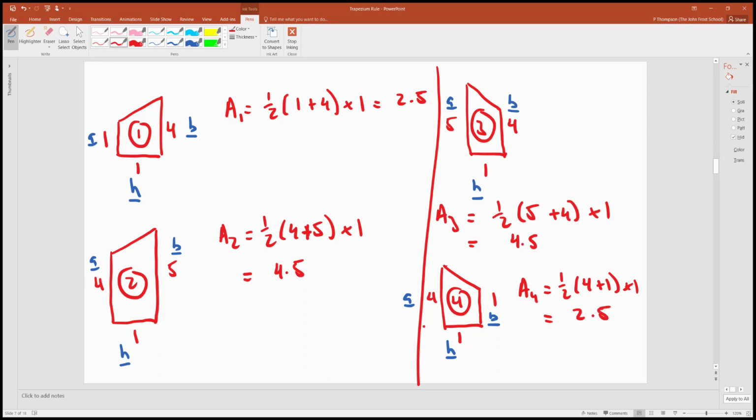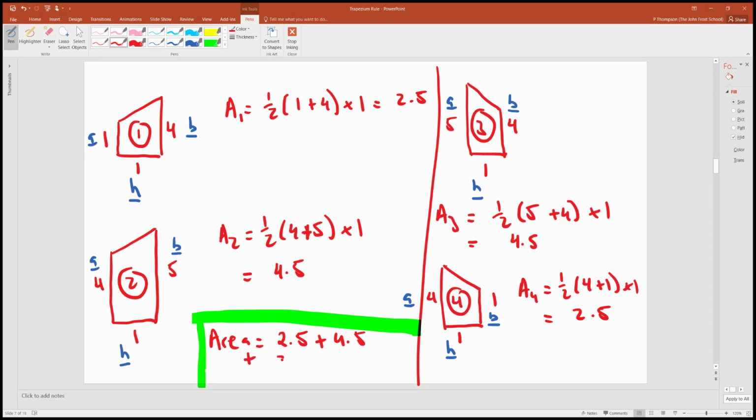And to finish it off now, I'll put it in green here. For the total area, you just have to add up all the separate areas. So you've got 2.5, add 4.5, add 2.5, plus 4.5. And if you add those up together, you get 14. Remember though, it's an area.